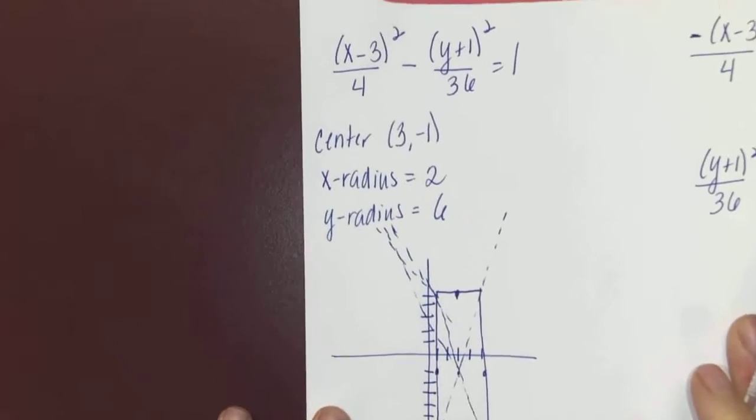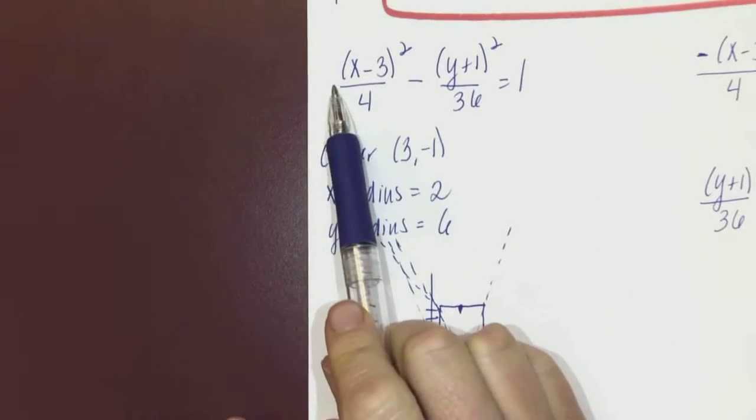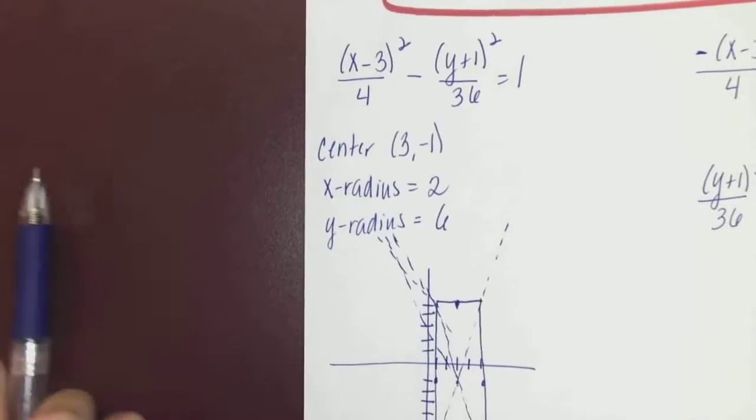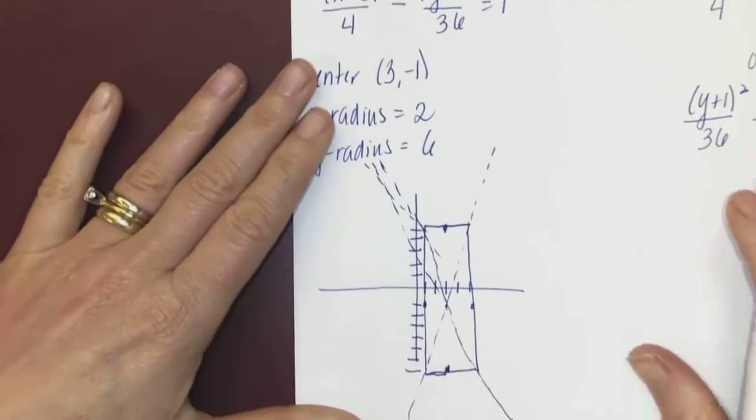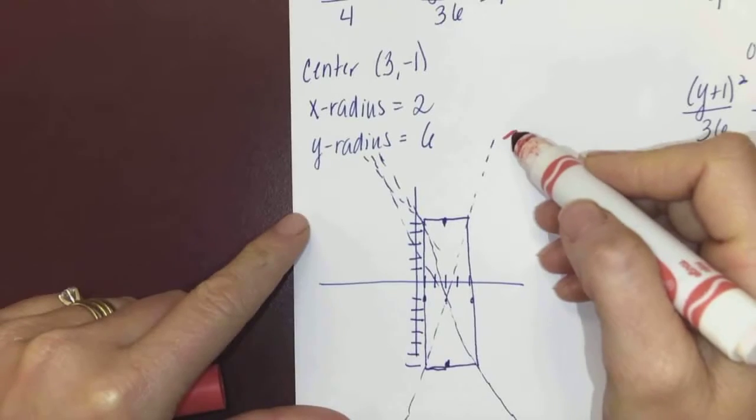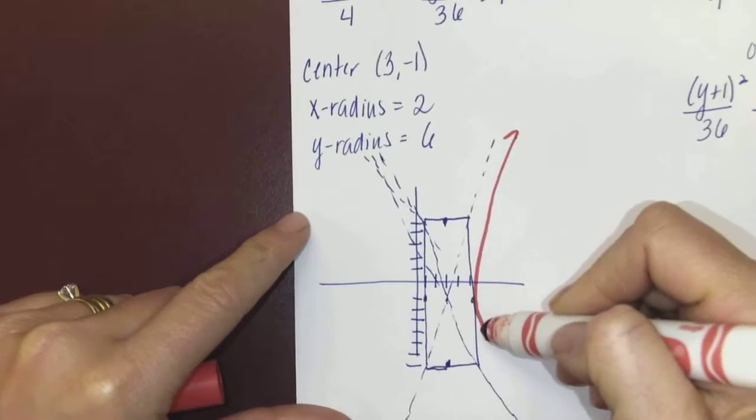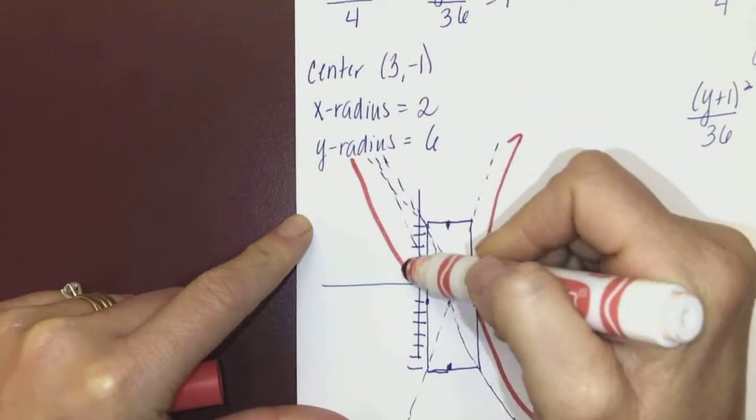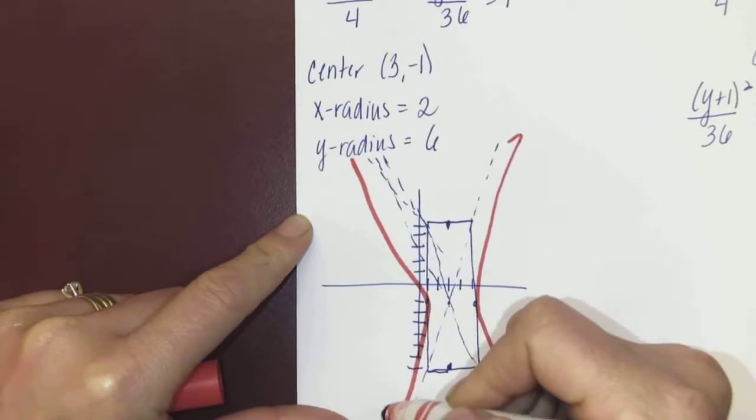Here is the kicker. If your X term is the one that's positive, then your hyperbola will open left and right on the X-axis. So I will do this one in red. It will get very close to your diagonal lines, bounce off the rectangle, and come around. So it comes in, bounces off the rectangle, and turns off.